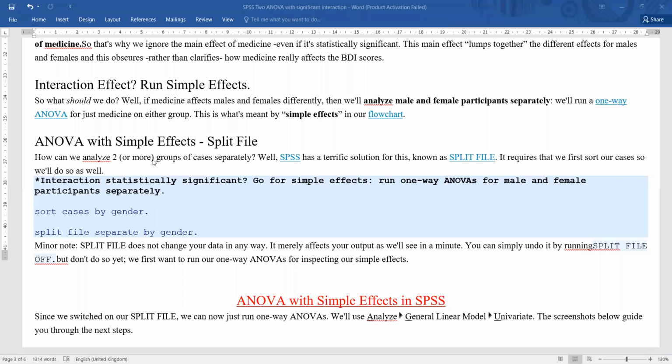You can run this code. This code sorts cases by gender and then splits the file separated by gender. So these are the two steps that you can do for separating the data file for male and for female. These two steps are very important. After that, your file will be split into two segments, one for male and the other for female.